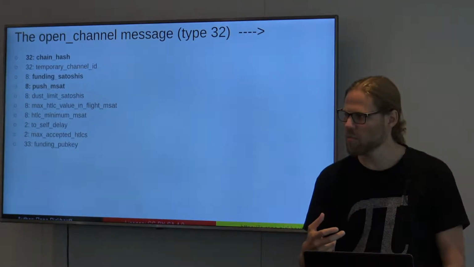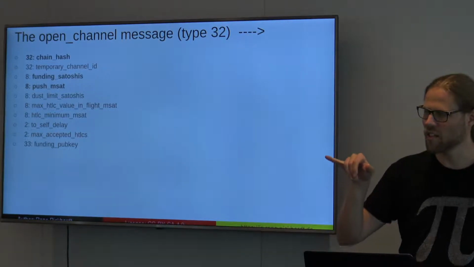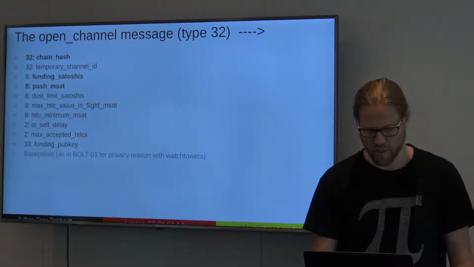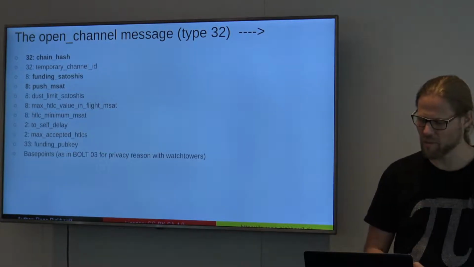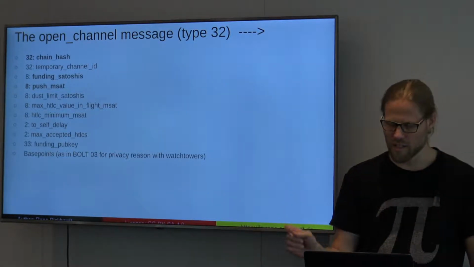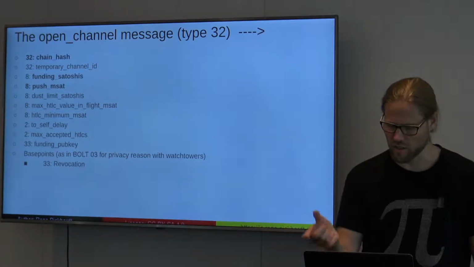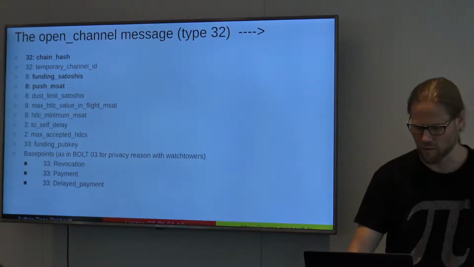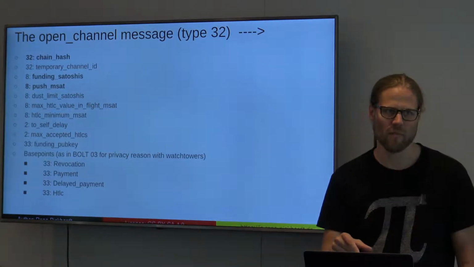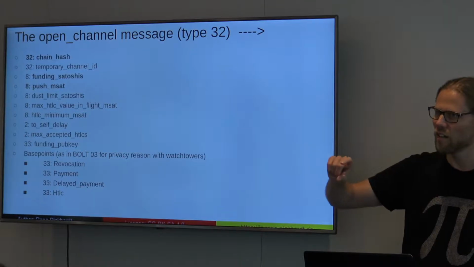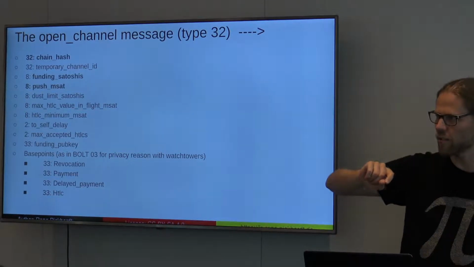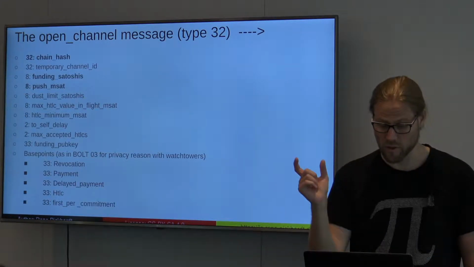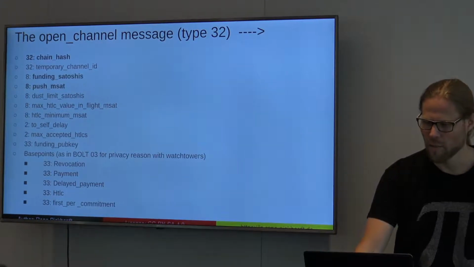Then you have the funding pub key, which is the address of the 2 out of 2 multisig wallet that you are providing here. And then you have some base points for all the keys that are being used in Lightning. So there's the revocation base point, the payment base point, the delayed payment base point, and the HTLC base points, because all of these addresses are derived from their own base points and the first per commit base point.